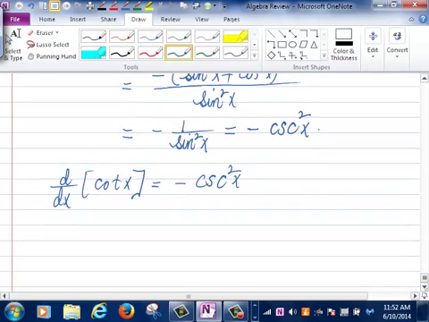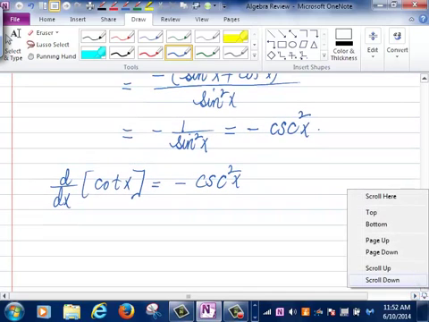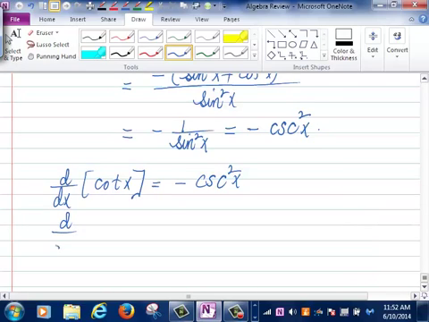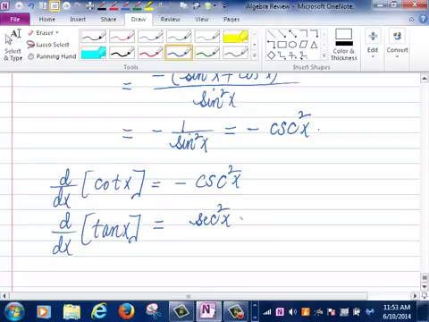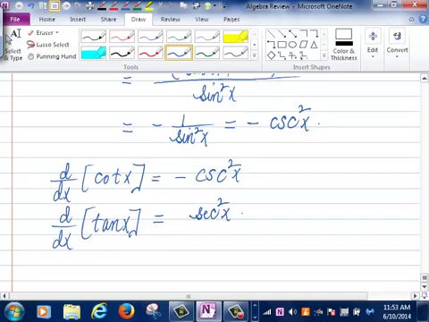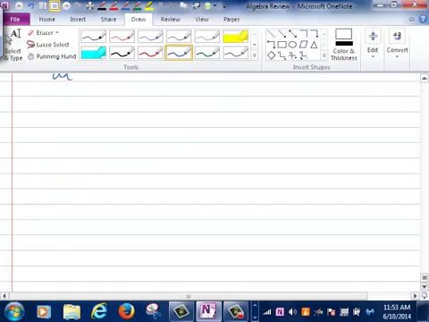Okay, what would you guess for the derivative of tangent? What's the derivative of the tangent function? Secant squared. Again, you do the same thing. You write tangent as sine over cosine, and then you apply the quotient rule, and you will get the exact same answer. Okay, secant squared of x. Now we know the derivatives of all the trig functions, right? And do you have to memorize them? Sure, you have to memorize them.